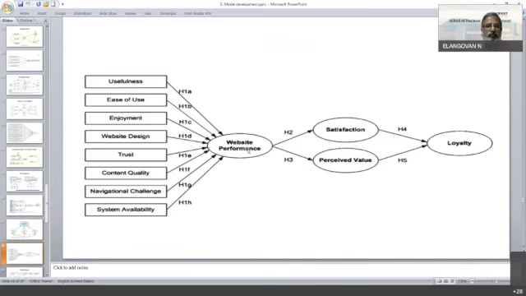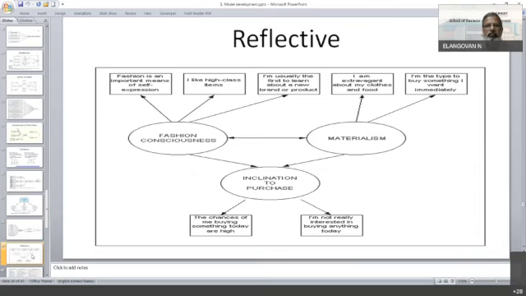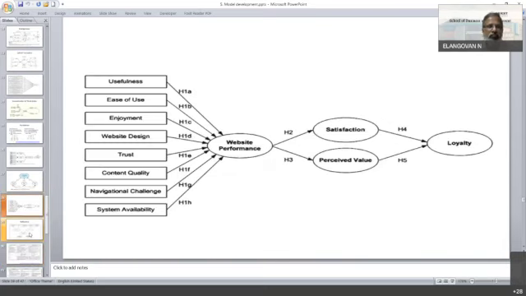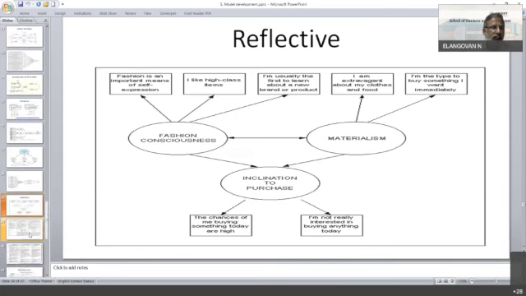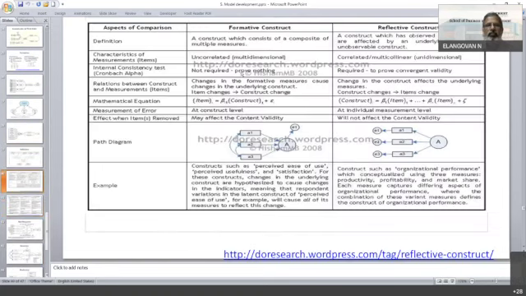Here you can see this is a formative construct, website performance. Arrows are coming from here to here, so this is a formative construct. This is a reflective construct. Some more examples for formative and reflective constructs are also given, so please go through that.